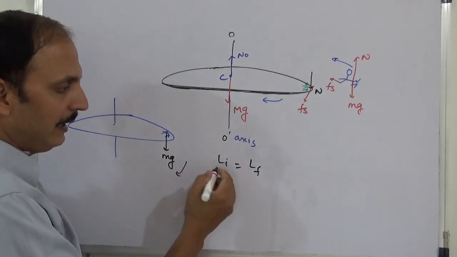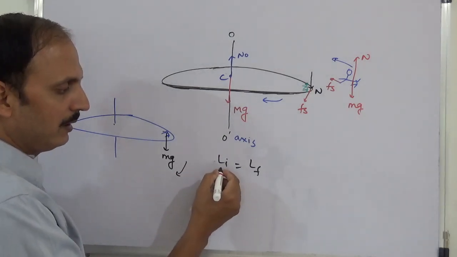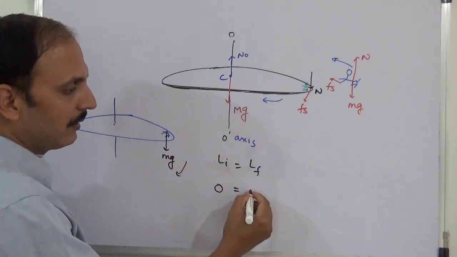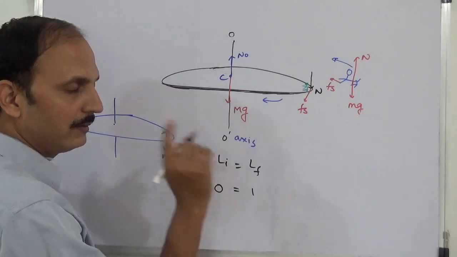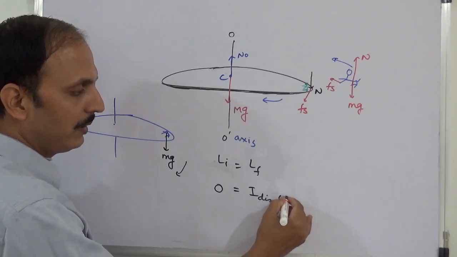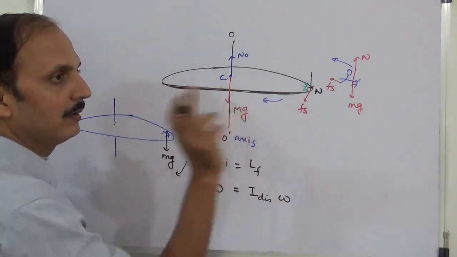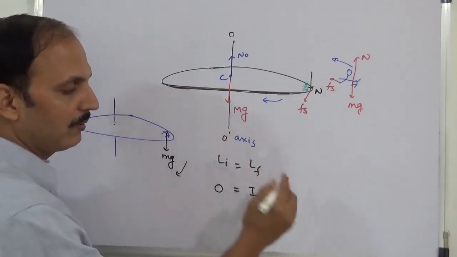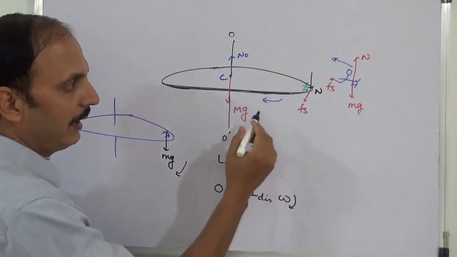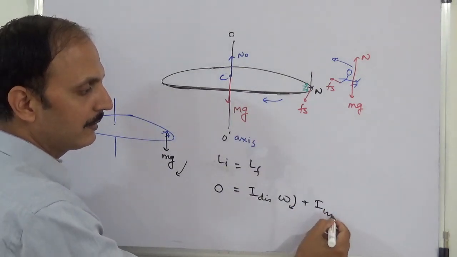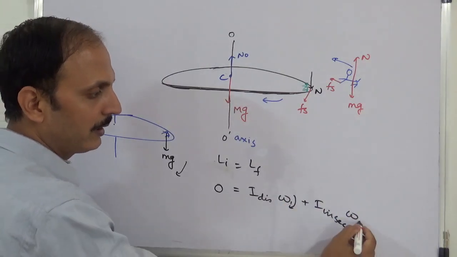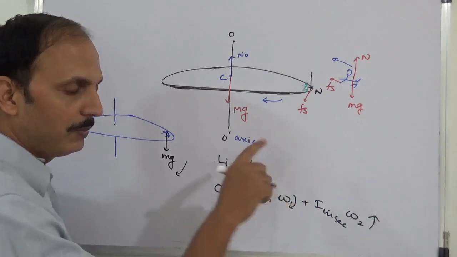So here L initial will be what? Initially both are at rest. Finally, let's say the disk is rotating in the backward direction, so I of the disk into omega. It is going backward, clockwise, so it is going like this. For the insect, let's say I of the insect into its omega, let's say omega 1 and omega 2. It will be like this. So both are in opposite directions.